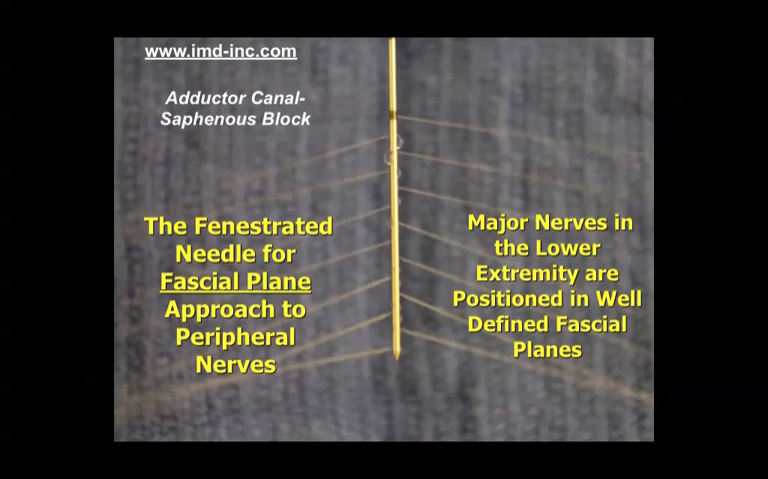Since the majority of nerves in the lower extremity are positioned in a well-defined fascial plane, the design of this needle was centered on being able to deliver local anesthetic into these fascial planes a distance away from the nerve, and thus avoid the need to have immediate proximity between the needle tip and the nerve itself. And we'll explain what that means in the subsequent slides.